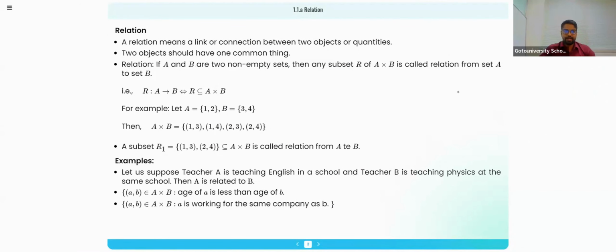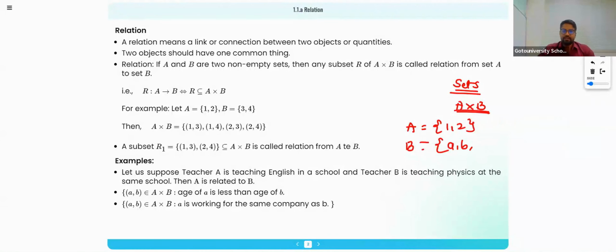Before entering this relation part, let me talk about what we learned in the 11th standard, which is sets. We discussed sets, and then we discussed the product of two sets. Do you remember this? Cartesian product of two sets. For example, if a set A has some elements like 1 and 2, and another set B has elements a, b, c, what is A cross B?